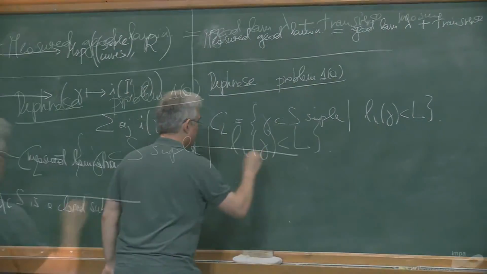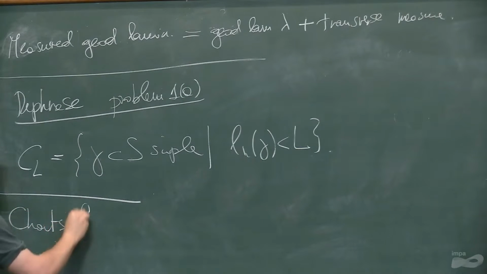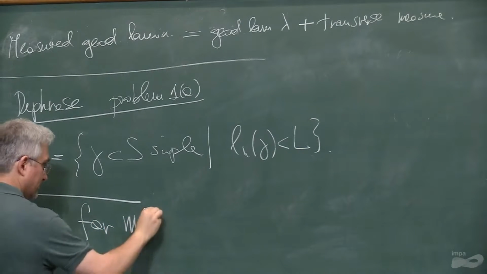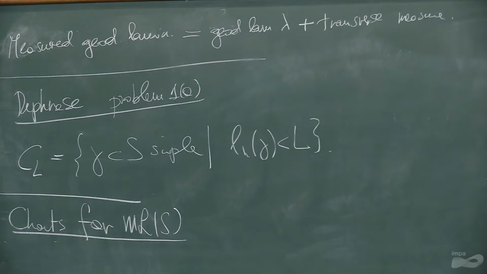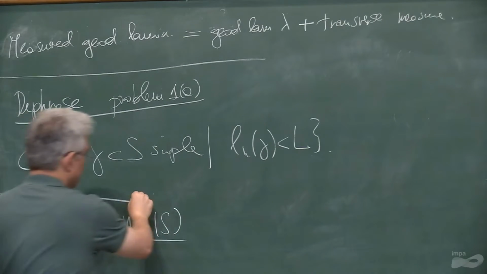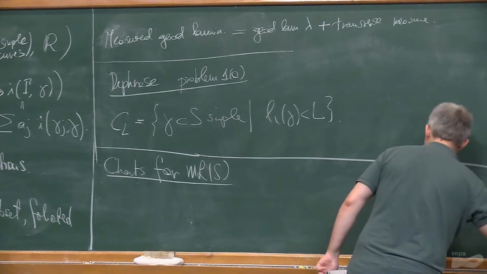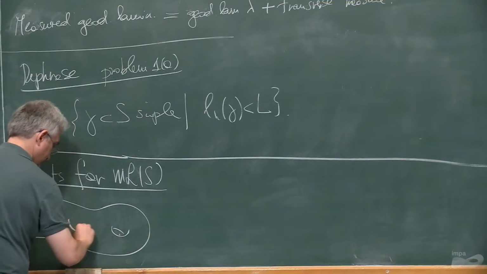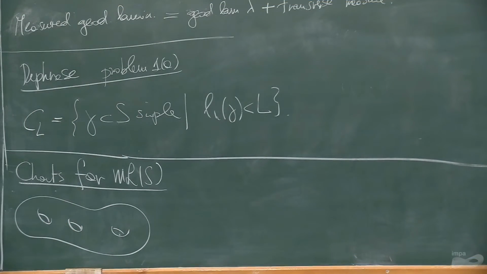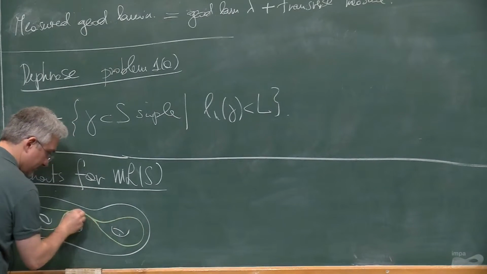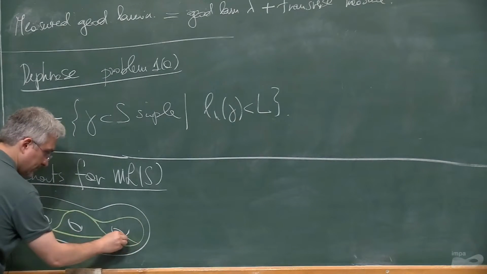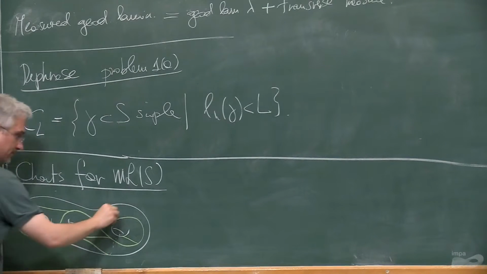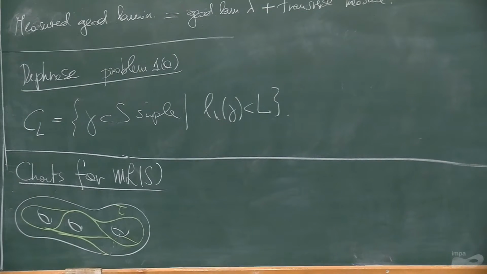So the charts were constructed by Thurston, and they are a sort of variation of these Thurston charts. So, charts for ML of S. You do something of this type. You have your surface, and then you take something which is called a train track, which I will draw wrongly, certainly. This tau. What is this tau?